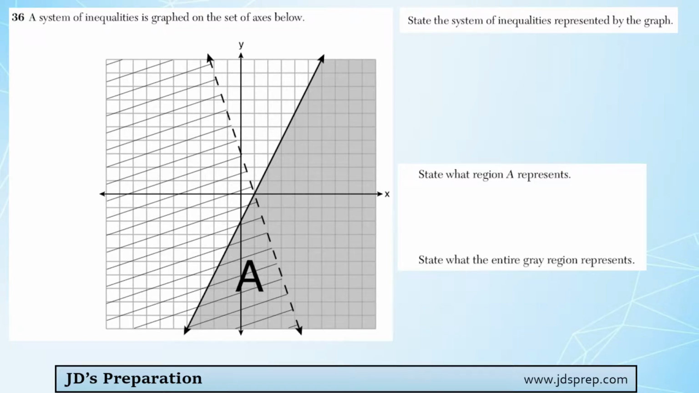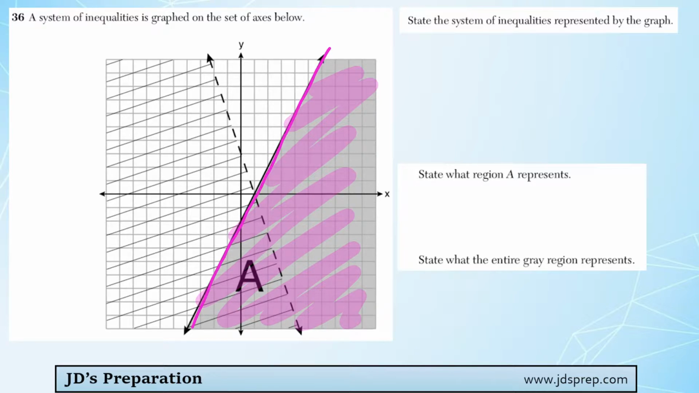All right, for the first part of this question, we are being asked to state the system of inequalities represented by the graph. Let's start by looking at the gray section. Just for my sake, I'm going to highlight it purple. So this section is everything under this solid straight line going across here. So we need to figure out what equation is represented by that line.